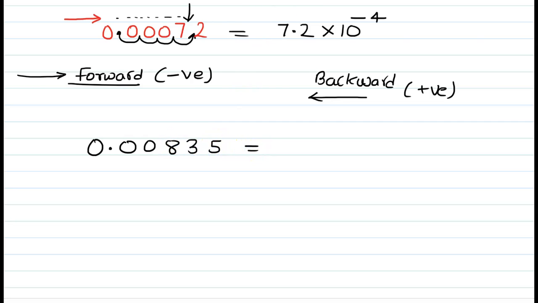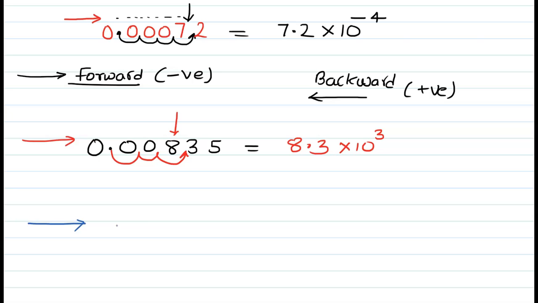0.00835. First non-zero number from the left will be this. So let's count: 1, 2 and 3. So it will be 8.3. Now as you are moving forward, how many steps? 3 steps. So 8.3 into 10 to the power minus 3. Is that okay, guys?